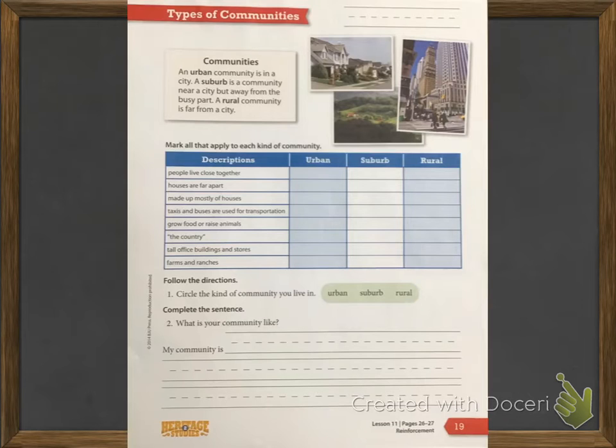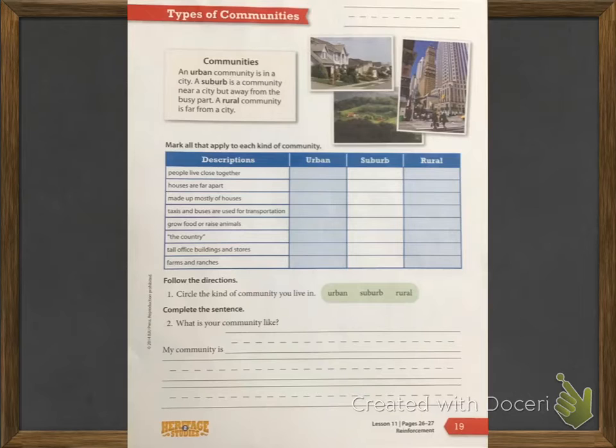All right, so we are going to read about the types of communities. Everybody needs to follow along on page 26. All right, so types of communities. People today live in many different kinds of communities. An urban community is in a city. In urban communities, people live close together. Taxis, buses, and trains roar. Subways whiz underground, and many people walk along the sidewalks. Many people often work in tall office buildings and stores.